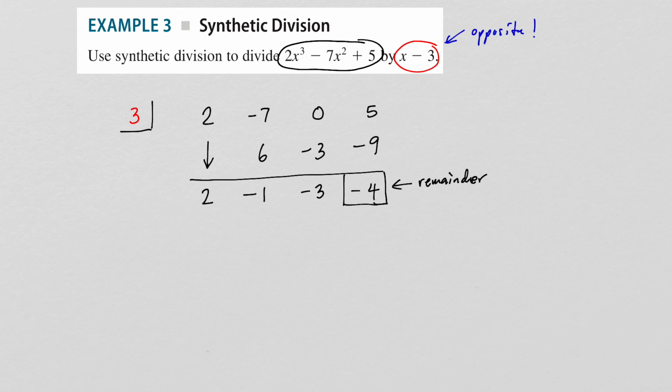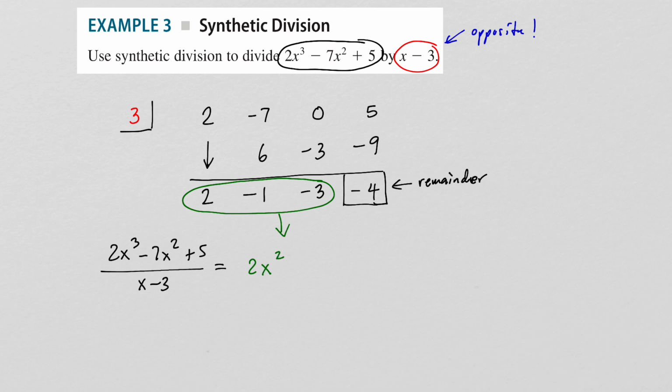And now in terms of writing the answer, it all depends on how they ask for it. But typically what we're going to do is say 2x cubed minus 7x squared plus 5, when divided by x minus 3, gives us an answer, which is right here. Now that answer represents 2x squared minus 1x minus 3, and then plus the remainder, which is negative 4, and that goes over our divisor, which was x minus 3.